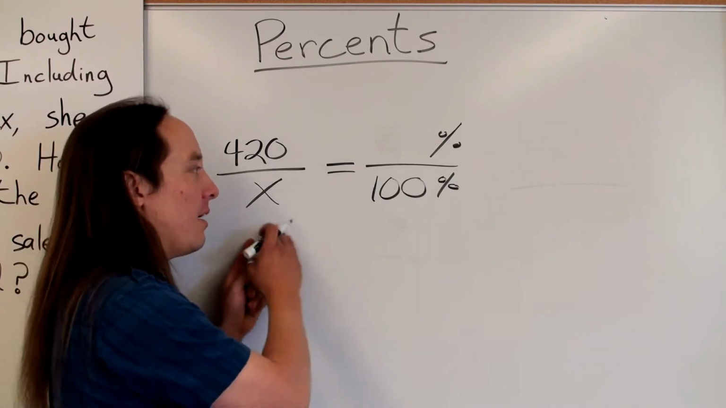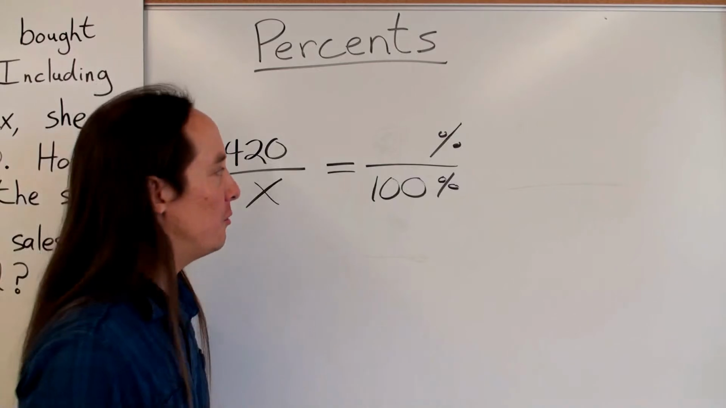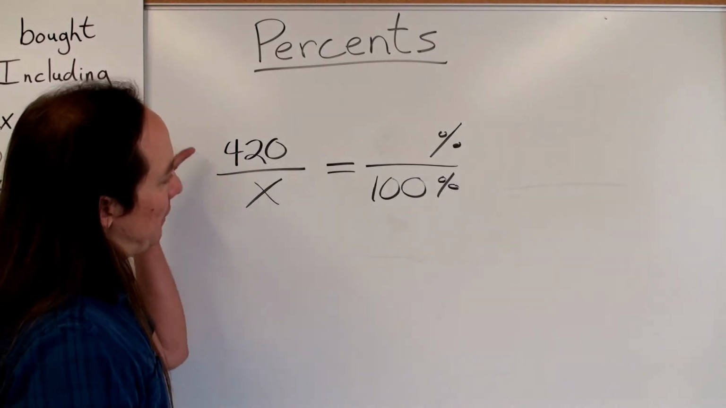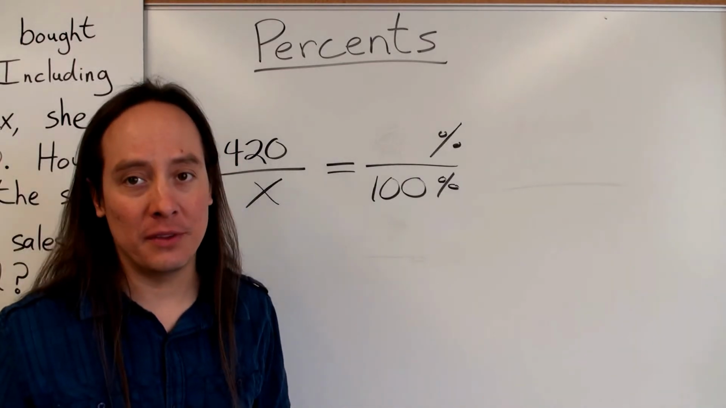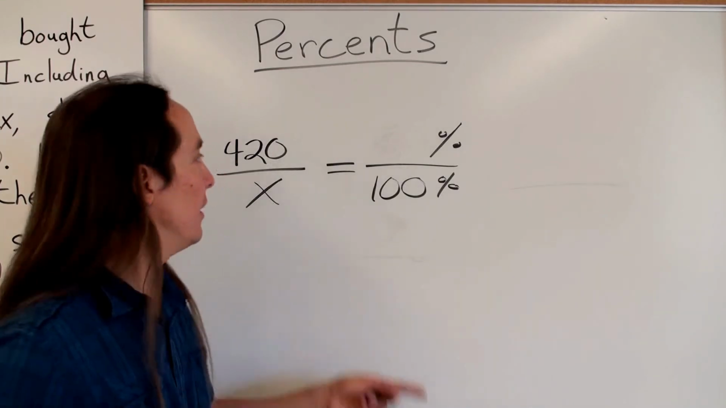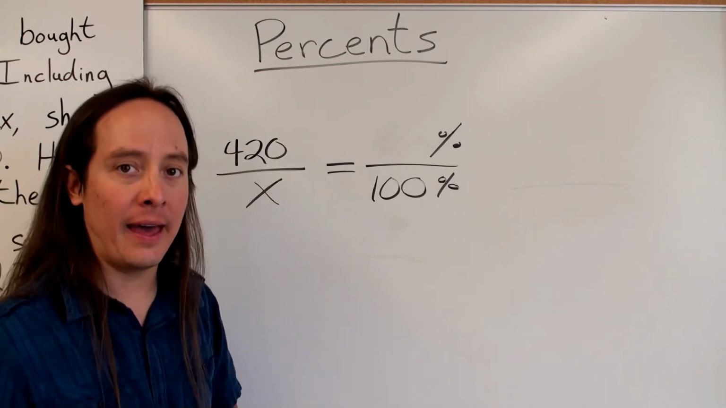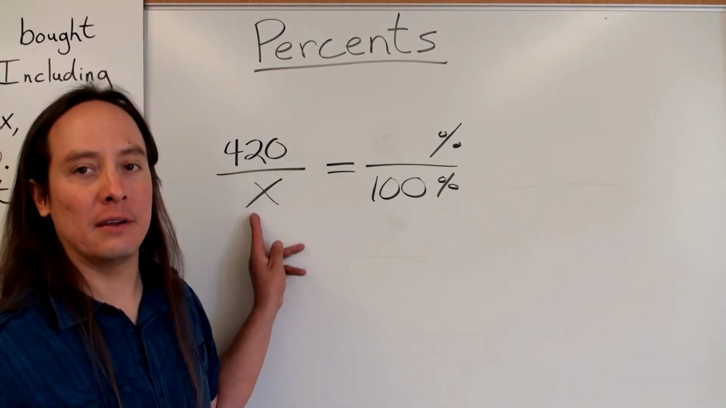But this cost is the entire cost of the stereo. So that is going to be the 100%. But they gave us 420. That's more than what the stereo cost before we get to the cash register. It's on the shelf in the store. It doesn't have a price tag on it for 420. It's less than that. How much? That's what they're asking us for. That's what the X is.